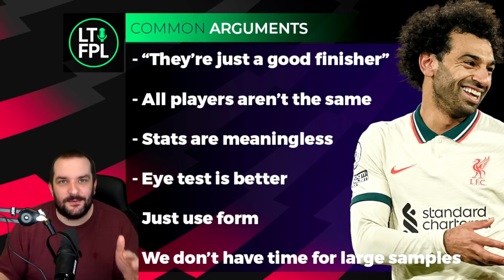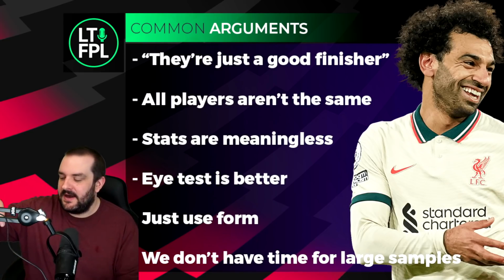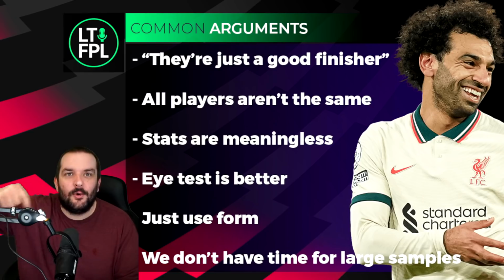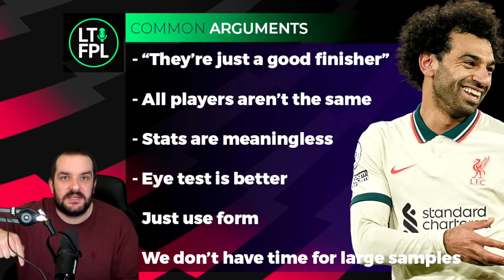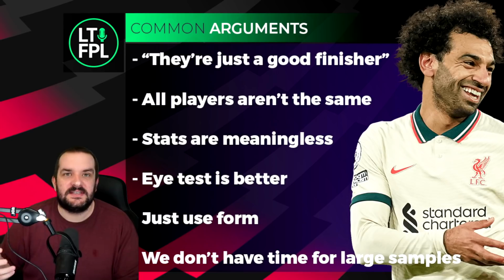All players aren't the same. Yeah, this one comes in all the time, right? If expected data gives a 0.5 chance that you're going to score this goal from this position, obviously, Salah is more likely to score that than Phil Jones, okay?